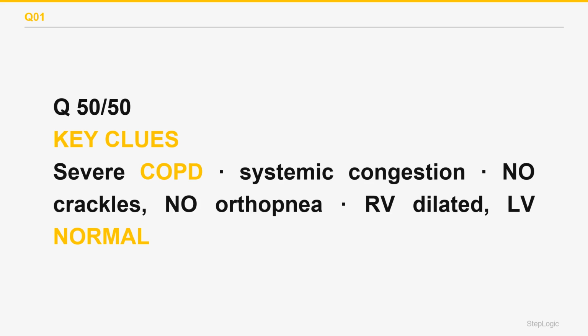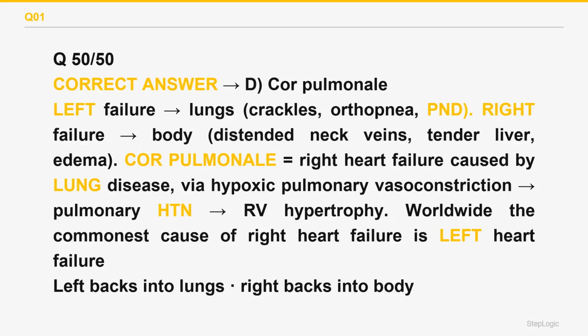Exactly this picture. When right heart failure arises from lung disease rather than from left heart failure, it is called cor pulmonale. Chronic hypoxia drives hypoxic pulmonary vasoconstriction, pulmonary vascular resistance rises, and the right ventricle hypertrophies and eventually fails. A normal left ventricle excludes choice. The correct answer is D.